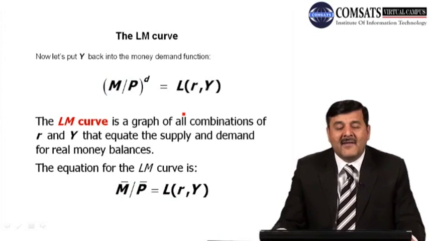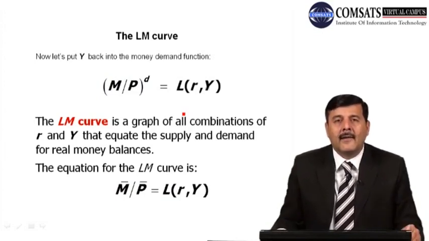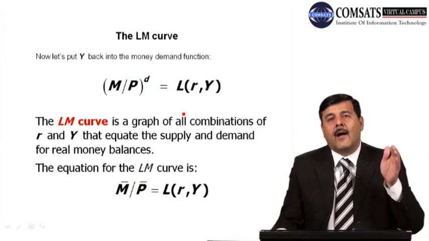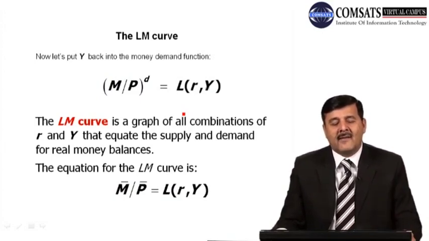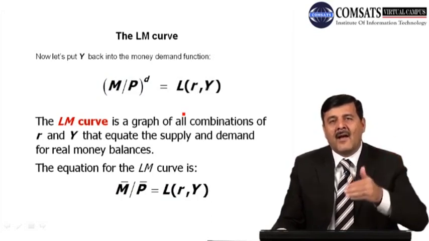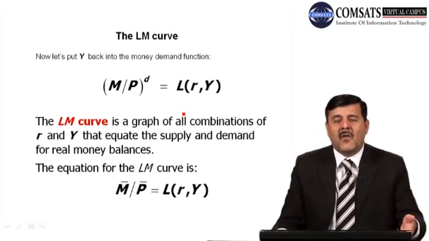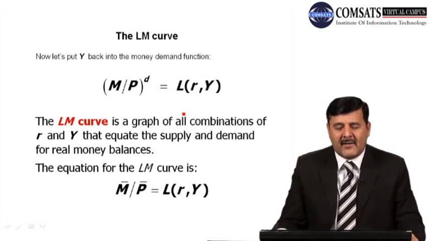Now the LM curve basically is a graph of all combinations of R and Y that equates the supply and demand for real balances and brings equilibrium in the money market. In case of LM, R and Y give us the combination of all those points that equates the supply and demand for money, which brings equilibrium in the money market, right?